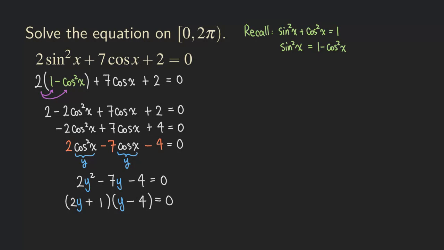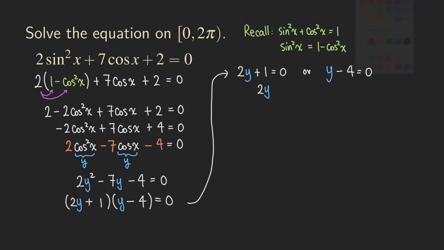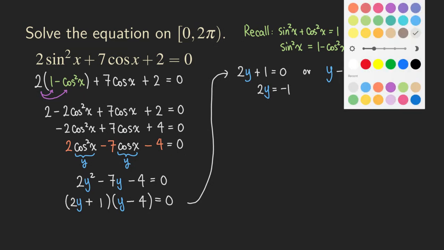Now let's continue with solving this equation. So I'm going to get 2y plus 1 is equal to 0, or we have y minus 4 equal to 0. Now just solving the equation, 2y is equal to -1, and the other one is just y equals 4, because we are adding 4 to both sides of the equation.